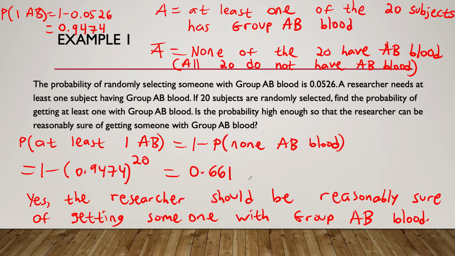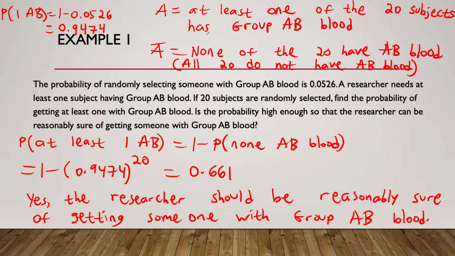So, for example, when it comes to these "at least" probabilities, let's say the probability of randomly selecting someone with group AB blood is 0.0526. A researcher needs at least one subject having group AB blood. If 20 subjects are randomly selected, find the probability of getting at least one with group AB blood. Is the probability high enough so that the researcher can be reasonably sure of getting someone with group AB blood?